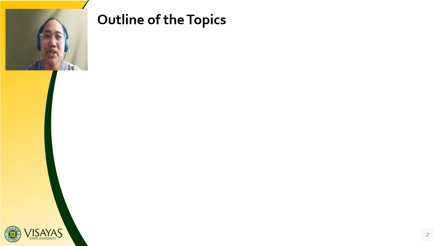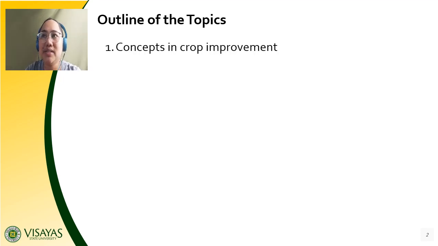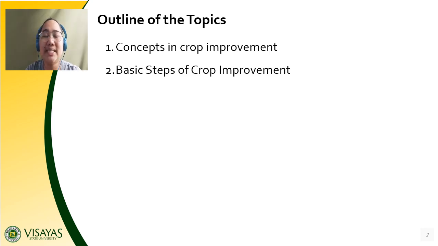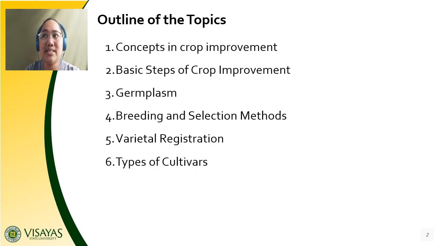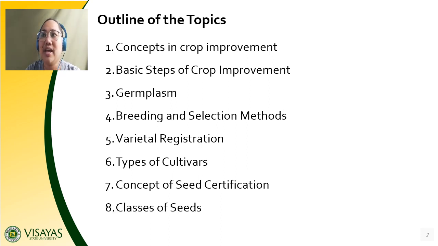So in this particular slide, I will show you the outline of the topics that we will discuss today. Number one, we will start with the concepts of crop improvement. Second, basic steps of crop improvement. Third, germplasm. Fourth, breeding and selection methods. Fifth, varietal registration. Six, types of cultivars. Seven, concept of seed selection or certification, rather. Then eight, classes of seeds.